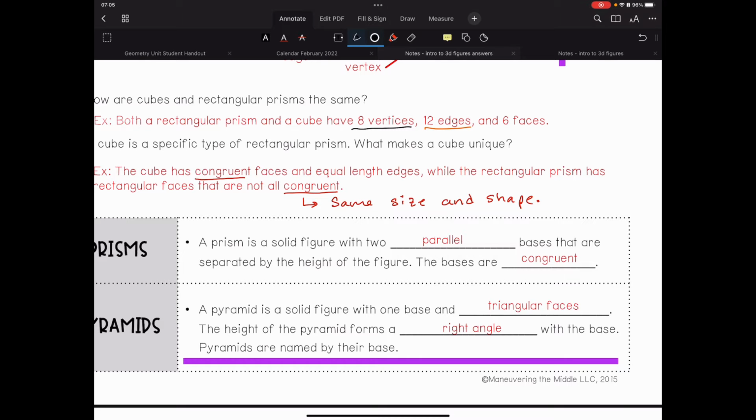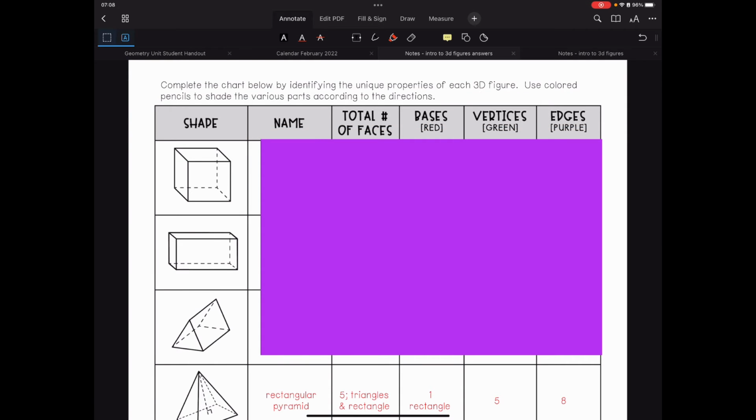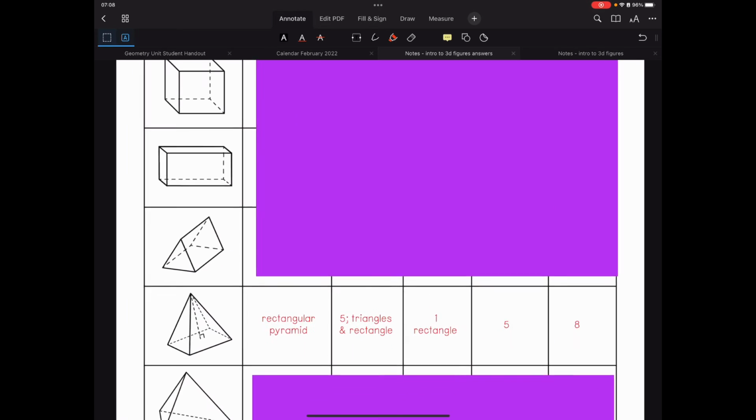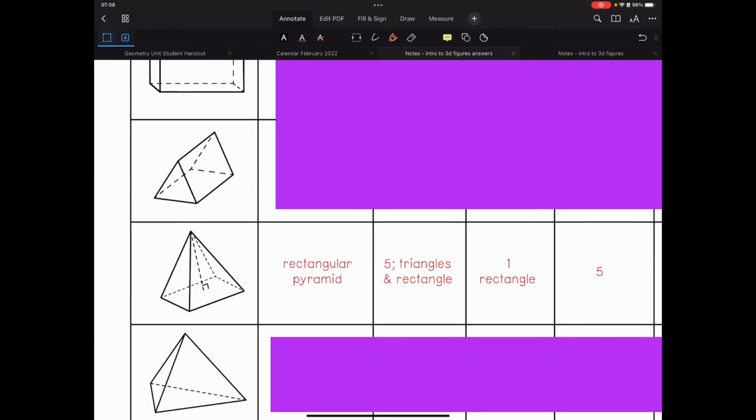So let's take a look at one of those. On the back page here, we're going to complete the chart by identifying the unique properties of each 3D shape. Use colored pencils to shade the various parts according to the directions. Okay, so let's just look at a pyramid first before you try to name all of these. So here's an example of a pyramid.